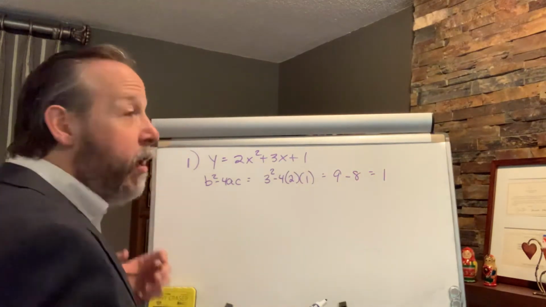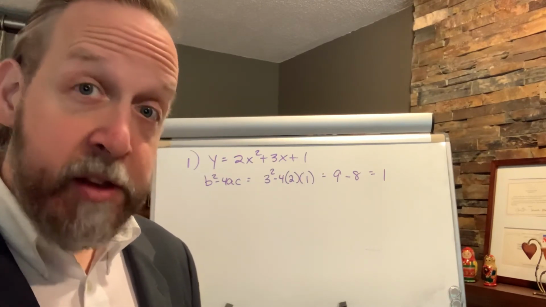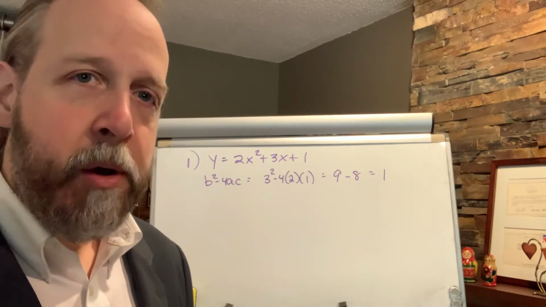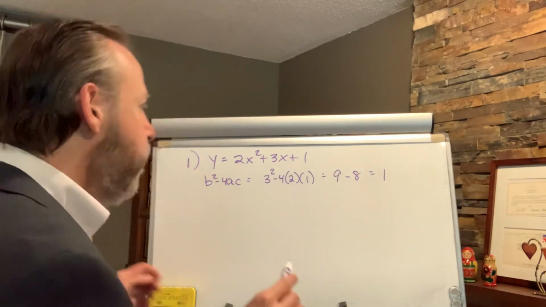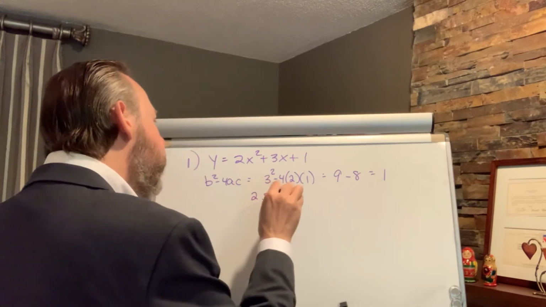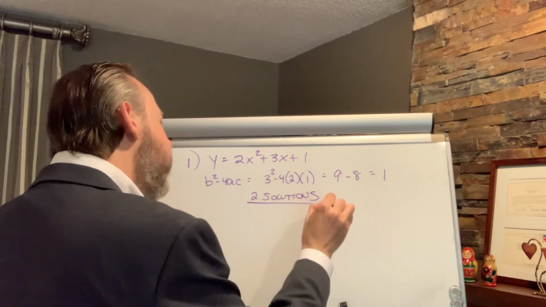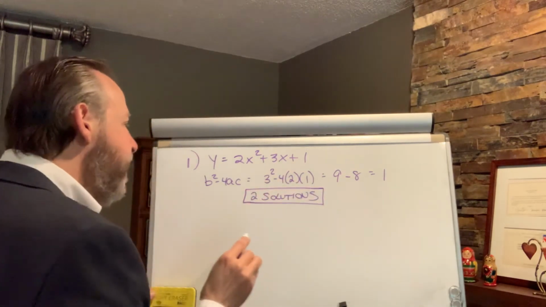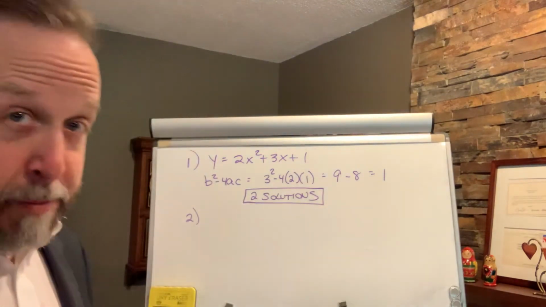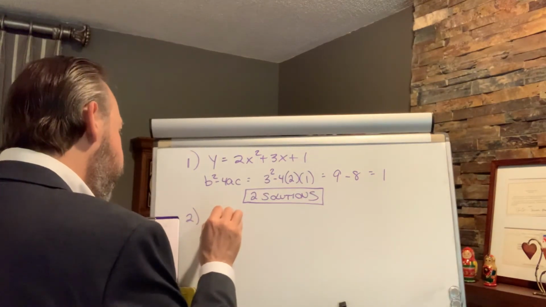That's the number 1. How many solutions will there be when the discriminant is the number 1? Well, 1's a positive number, that's more than 0. 2 solutions. So, the answer here is 2 solutions. Again, we're not finding the solutions, we're finding how many solutions there will be. Because that's the question I asked you.